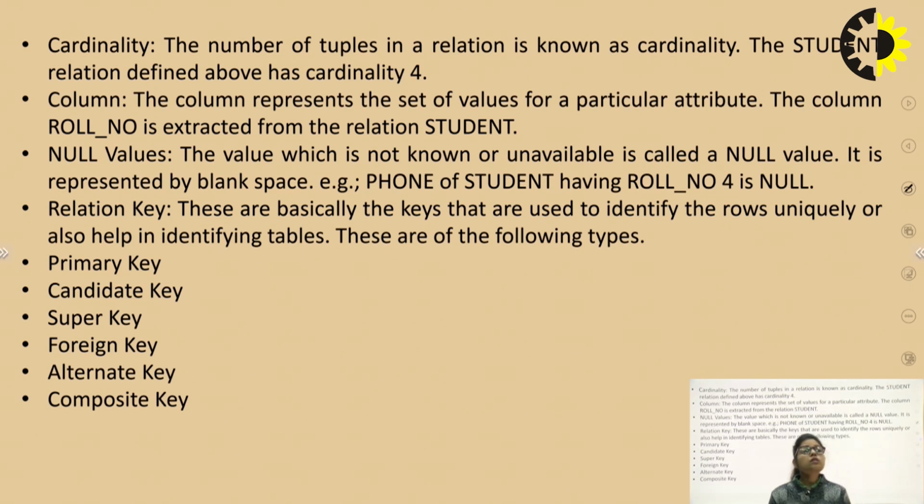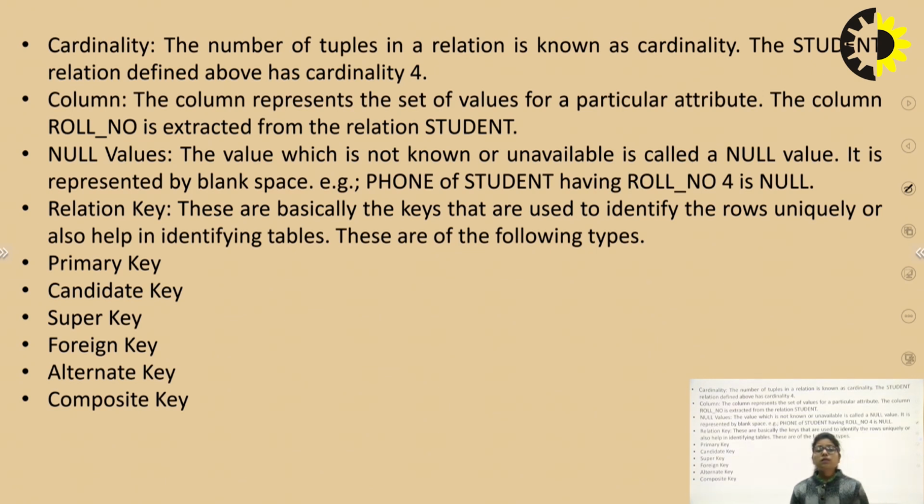Next is relation keys. This is the most important topic. The keys are very important. In next units and next video lectures, I will upload some more lectures on these particular keys. These help us to solve the functional dependencies questions, etc. Now, what is relation key?